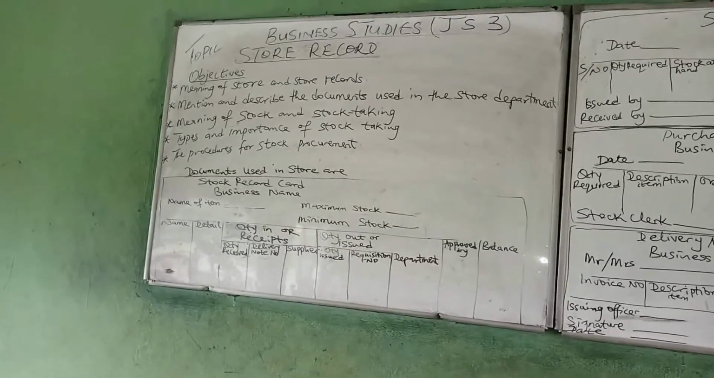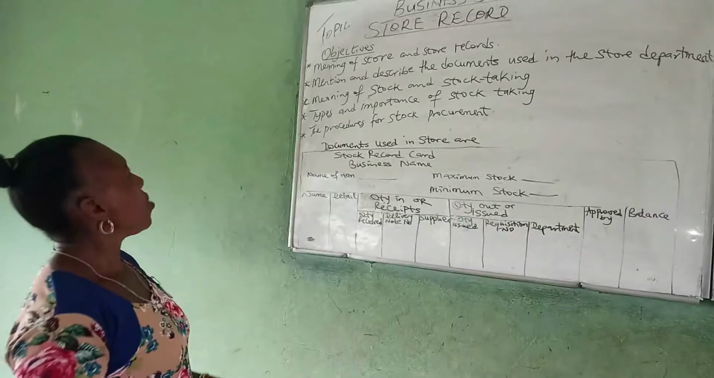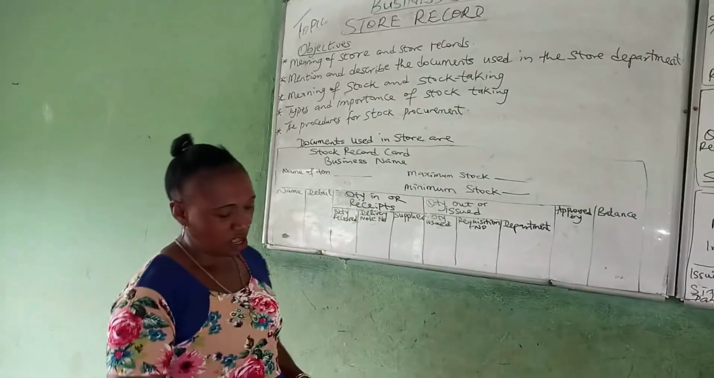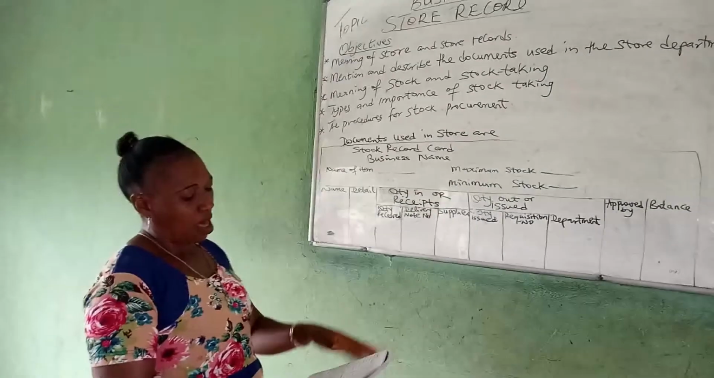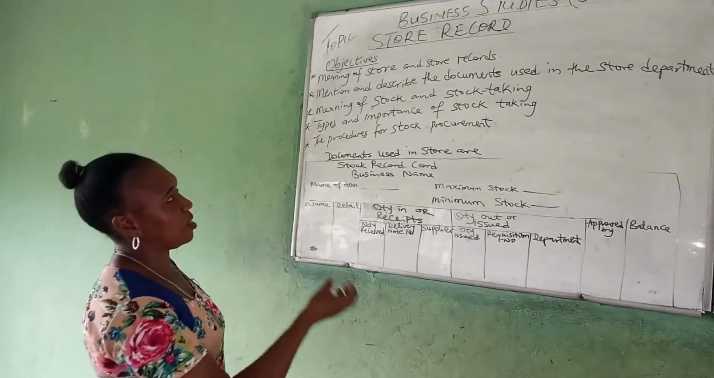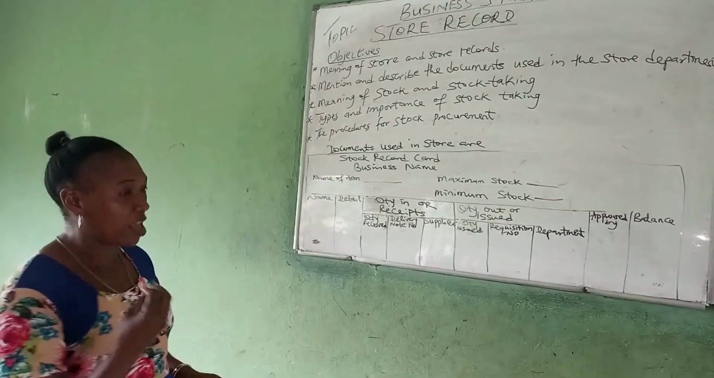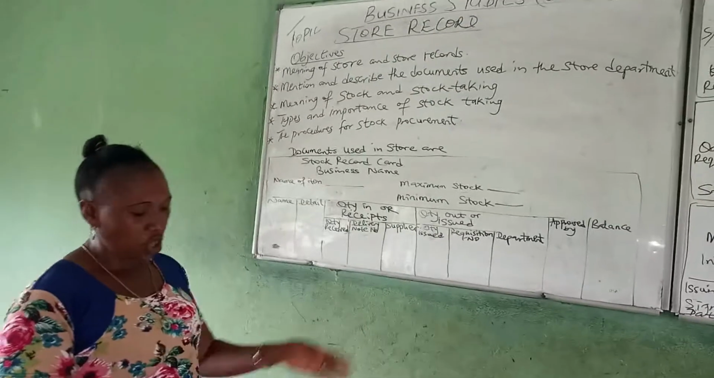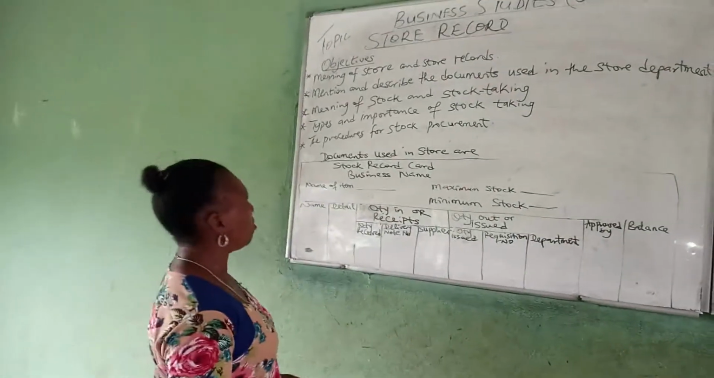What is store? Store is a room where finished goods, raw materials, and semi-finished goods are kept for future use. You have an idea of all these: finished goods, raw materials, and semi-finished goods. I have explained them before last time.